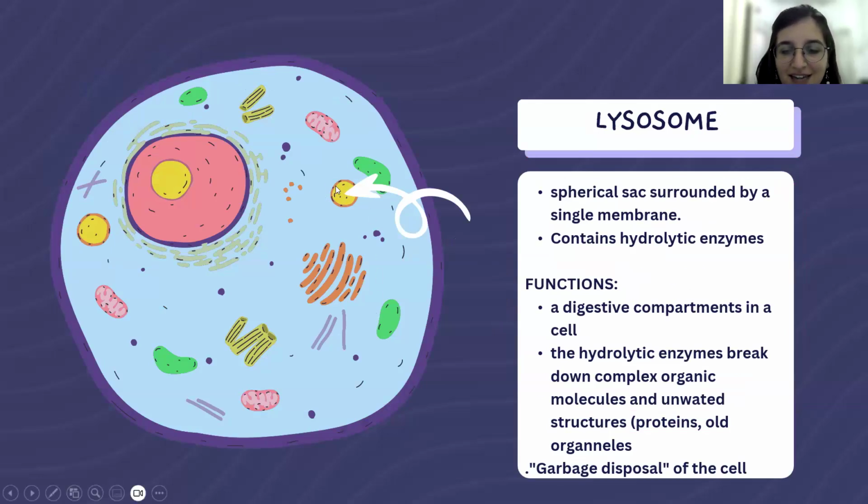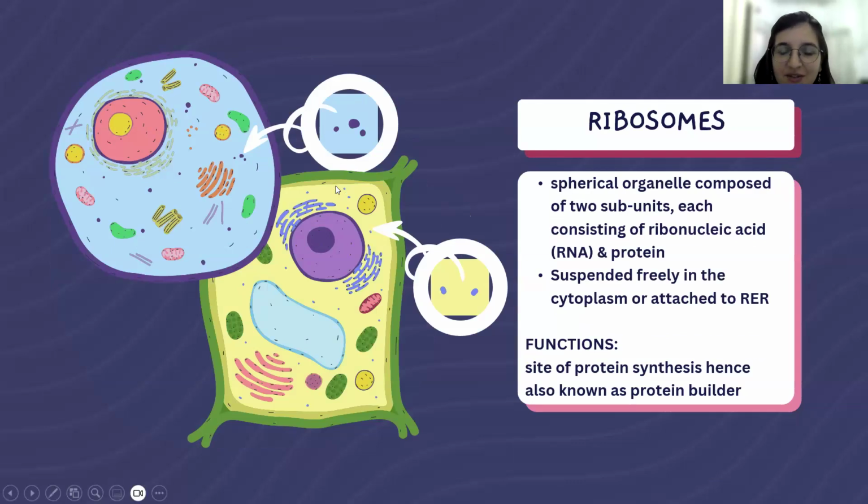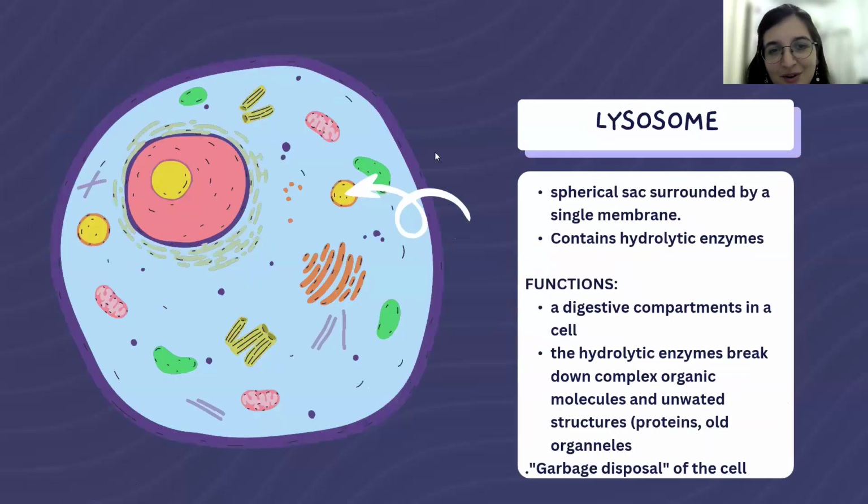Okay, next is the lysosome. So the names can be confusing. So try to make it clear to yourself so you won't confuse ribosome with a lysosome. You can have your own ways, mnemonics for this. The lysosome is a spherical sac surrounded by a single membrane, and it contains hydrolytic enzymes.